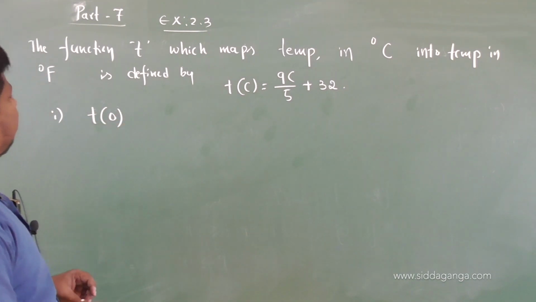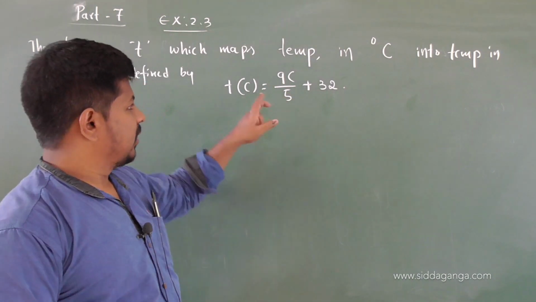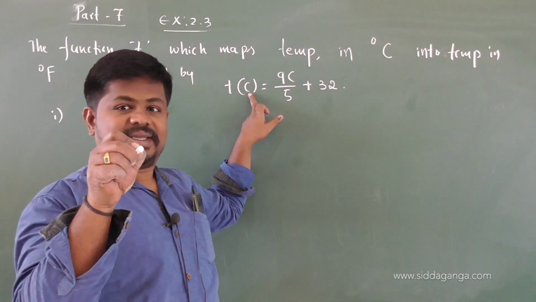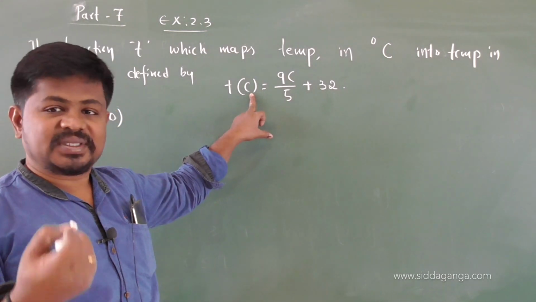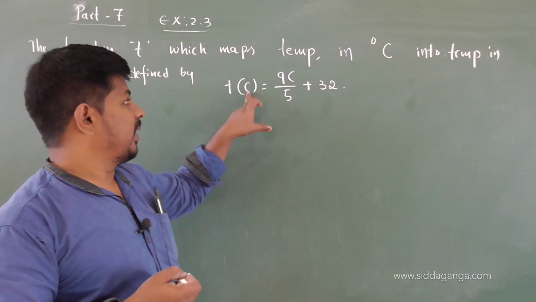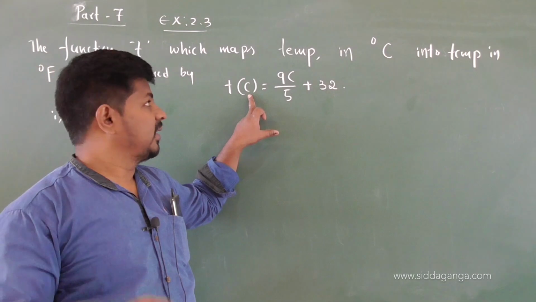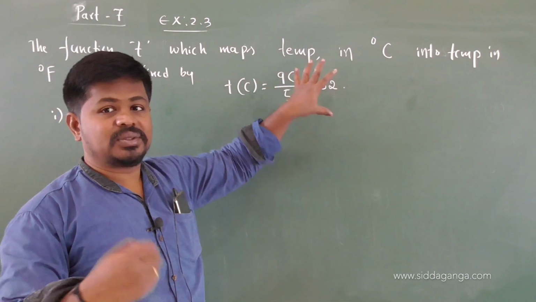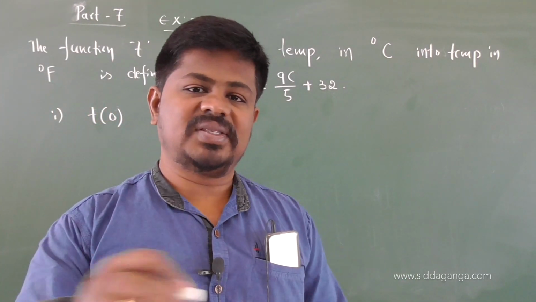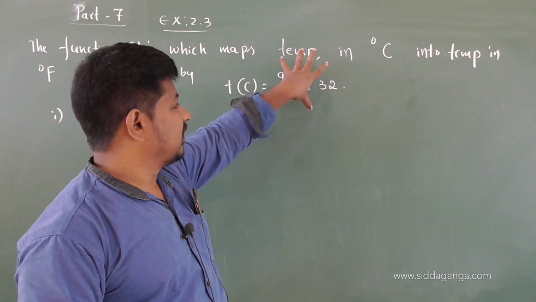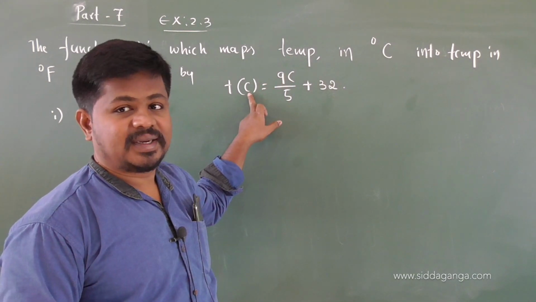I mean to say, this is a function defined. See, the domain here is C, I mean temperature in degree centigrade. Whatever value you get as y here, that gives the temperature in degree Fahrenheit. When C is the domain, this gives the range value, the y value. This is the degree Fahrenheit for the corresponding degree centigrade.